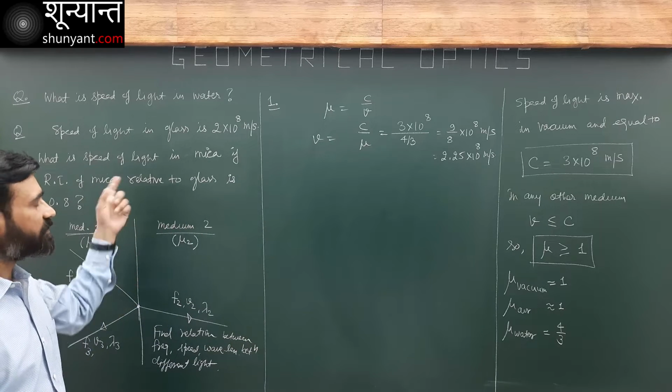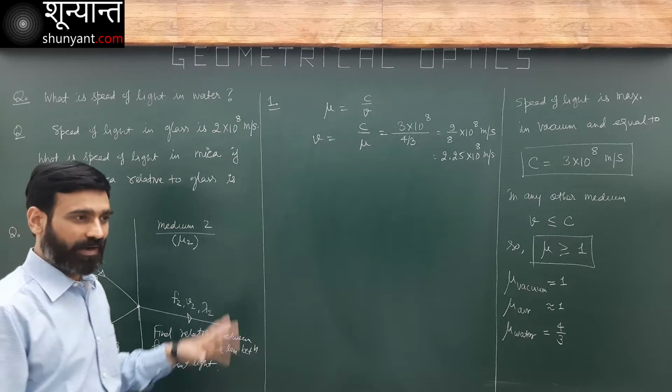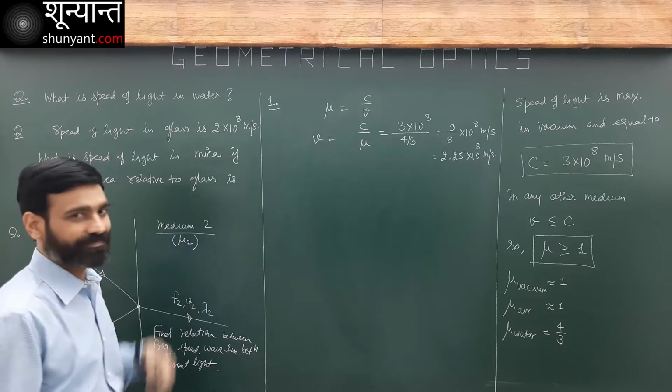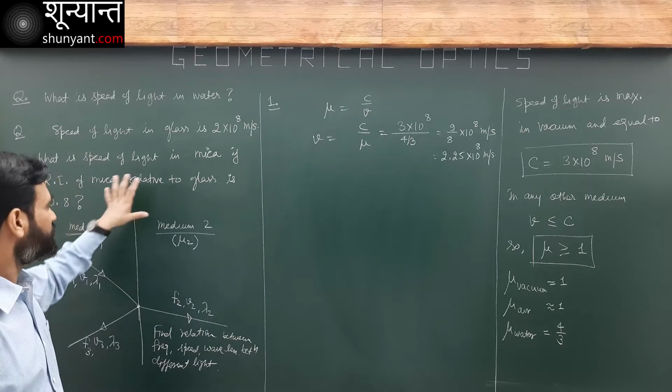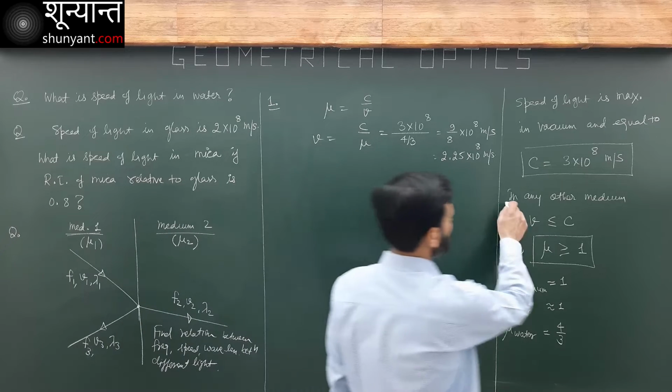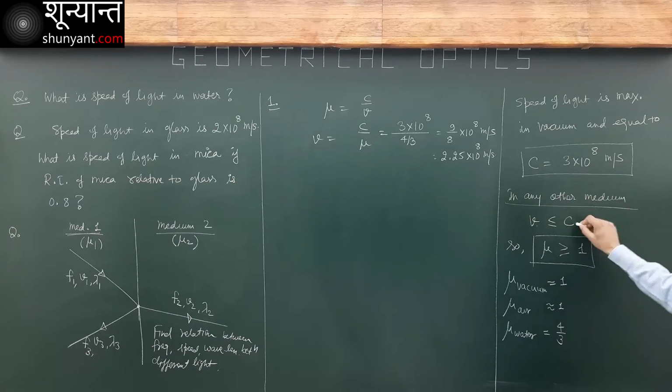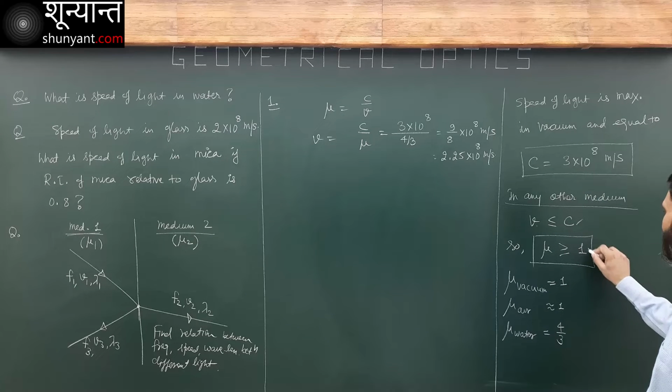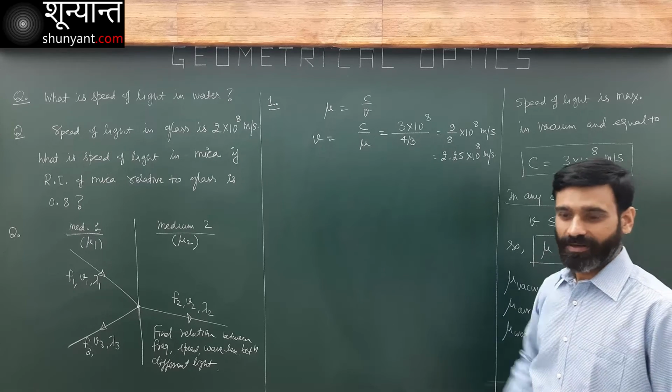Next problem. Do you find something weird about it? About the data especially? Here we are saying that in any other medium, speed is always going to be less than c. For that reason, mu is going to be more than or equal to 1. Here I am writing 0.8.